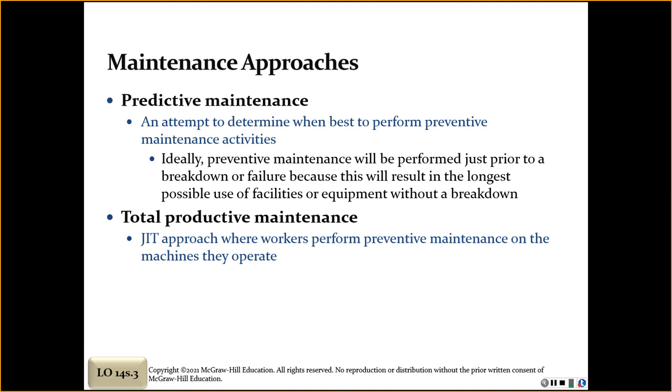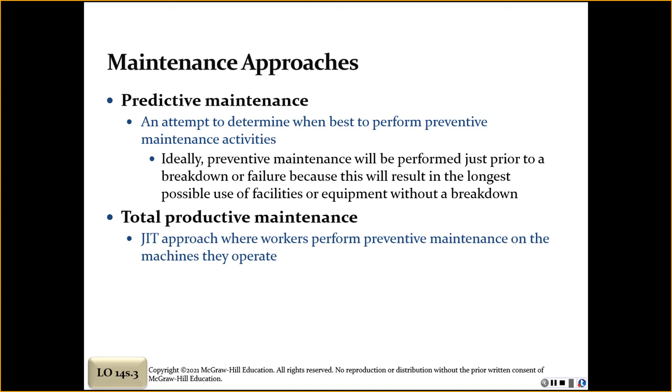Total productive maintenance, on the other hand, is an approach where workers perform preventive maintenance on machines they operate. This approach is consistent with JIT, or just-in-time systems, and lean operations, where employees are given more responsibility for things like quality, productivity, and the functioning of the systems.